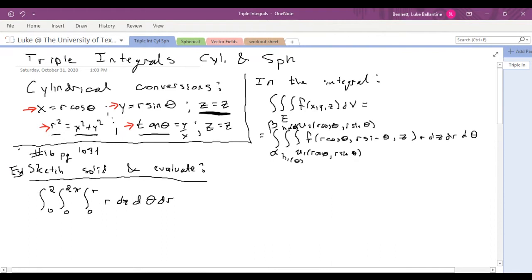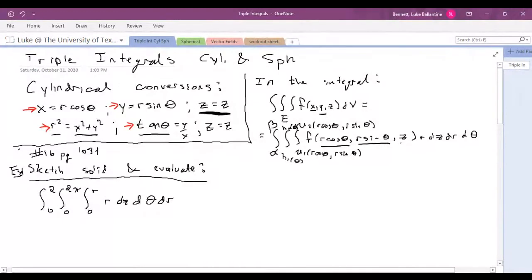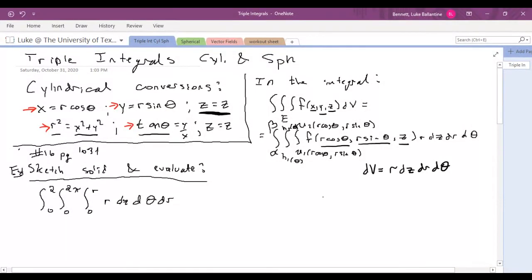So in the integral, if we have the integral over E of f of x, y, z dV, this is the same thing as the triple integral of f of r cosine theta, because that's the conversion for x, r sine theta, because that's the conversion for y, comma z, because that's the conversion for z. Our dV is converted to r dz dr d theta.